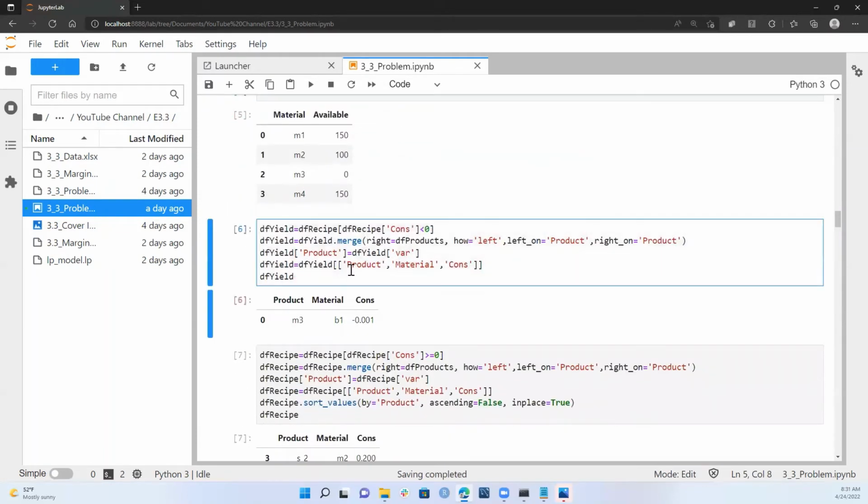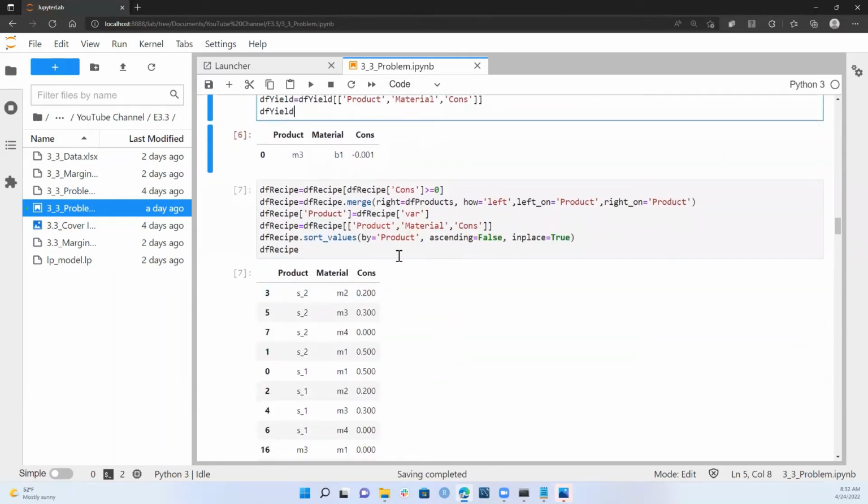For the recipe table, just like last episode, I do one transformation where I split the table up between a yield table and a recipe table. The yield table represents any of the product material pairs that have a negative consumption coefficient. This represents the generation of a byproduct. So here, when we produce our M3 material, we generate a byproduct B sub B1. And that coefficient is negative 0.001 tons of B1 produced per ton of M3. The rest of the recipe table is your positive coefficients, and again, represents the amount of material consumed when producing either one of our products, solvent base, fuel additive, or material 3.